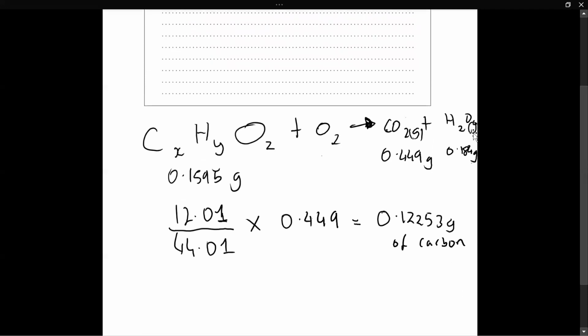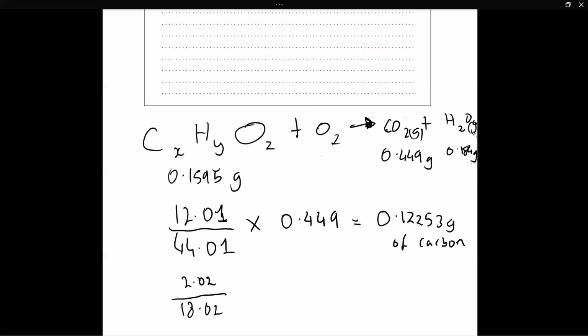Now we need to do the exact same thing with hydrogen. We know that the molecular mass of water is approximately 18.02, and hydrogen makes up 2.02 units of this entire mass, because the majority of the mass comes from oxygen, right? Oxygen is a much heavier atom in terms of relative atomic mass than hydrogen. So this is the ratio for the mass of hydrogen to the mass of the molecule water. And we need to multiply this by the mass of water produced in grams, which would be 0.184. And this would give us the mass of hydrogen present in 0.184 grams of water as 0.020626 grams of hydrogen.